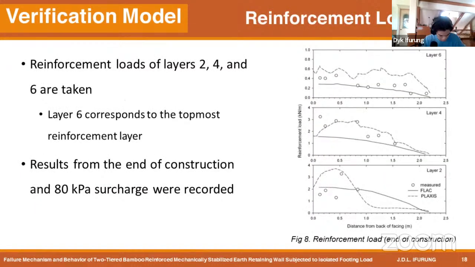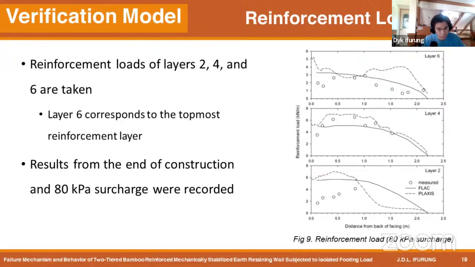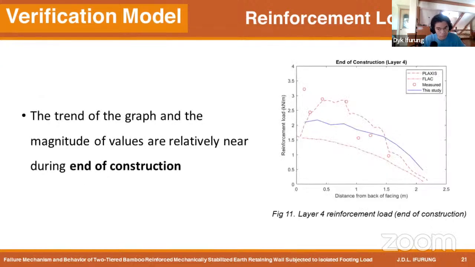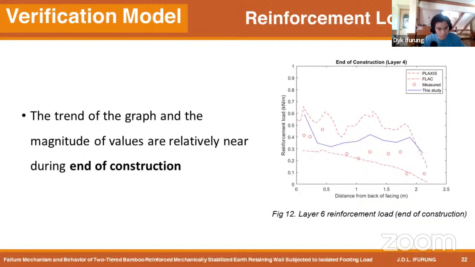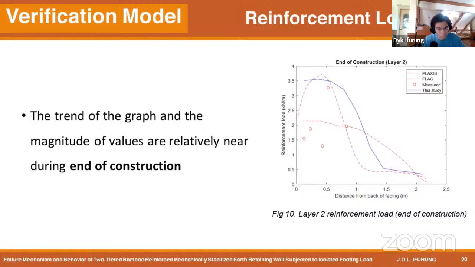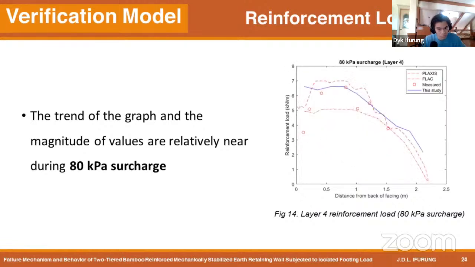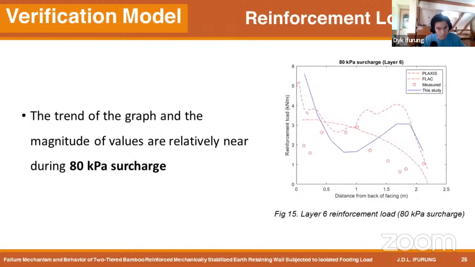The reinforcement loads of layers 2, 4, and 6 were taken during the end of construction and during the application of 80 kPa surcharge. Figure 8 shows the reinforcement load during construction, while Figure 9 shows the reinforcement load during 80 kPa surcharge. For the following figures during the end of construction, it can be seen that the magnitude of values and turns of the graphs from my verification model are similar with the Plaxis results. Same goes for the graphs during 80 kPa surcharge.